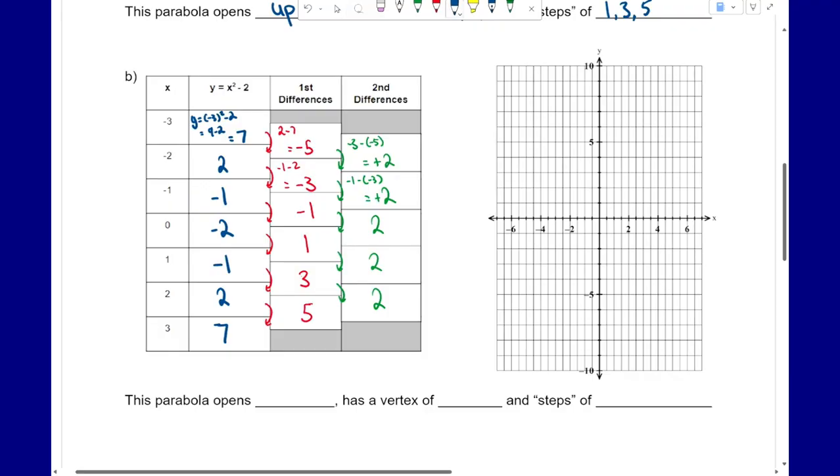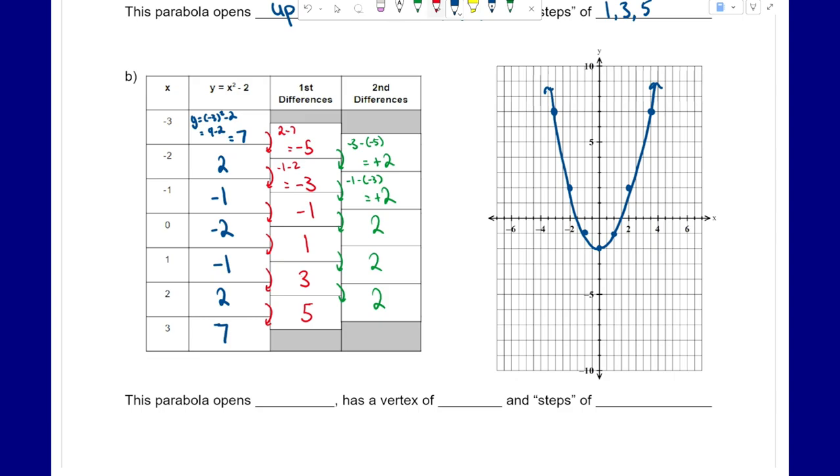I can plot my values. I'm going to plot my ordered pairs, my coordinates. So negative 3 and 7, negative 2 and 2, negative 1 and negative 1, 0 and negative 2, and then it repeats on the other side. It is symmetrical. And I can connect my points, and again I see that U shape.